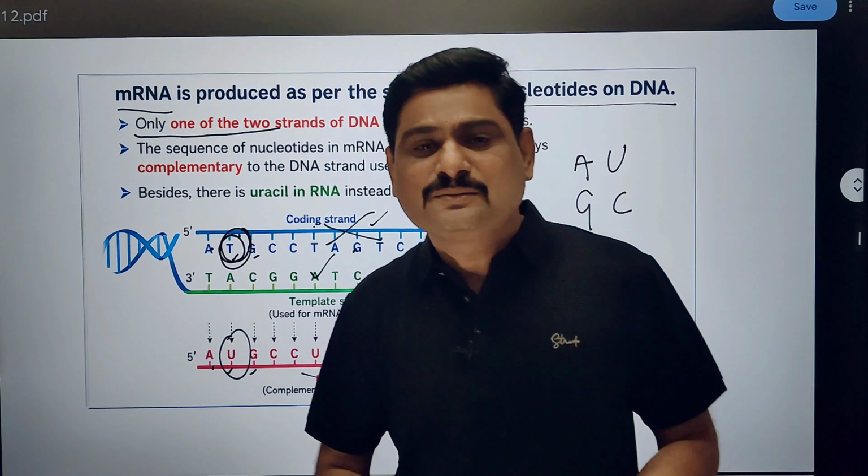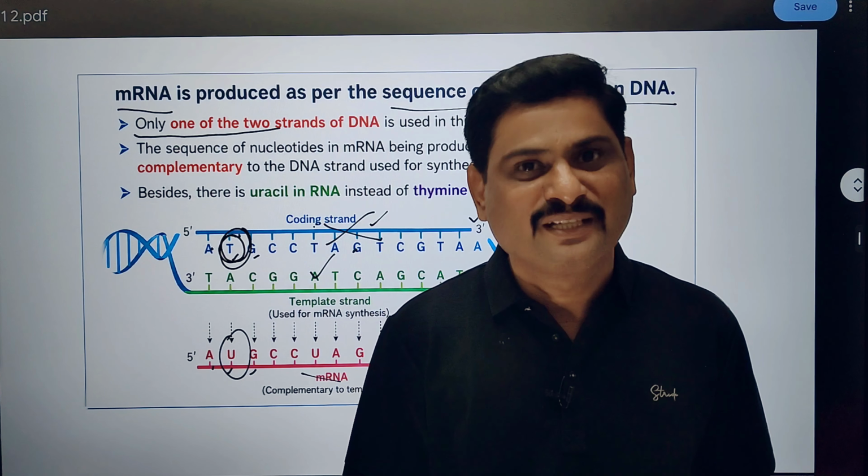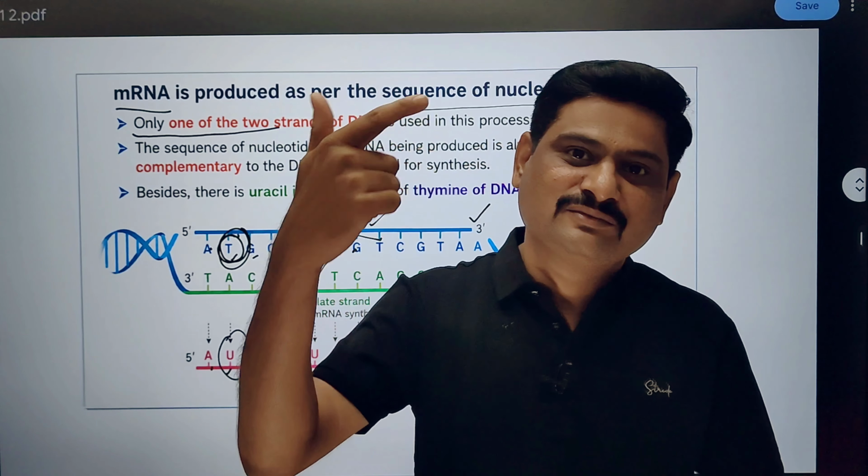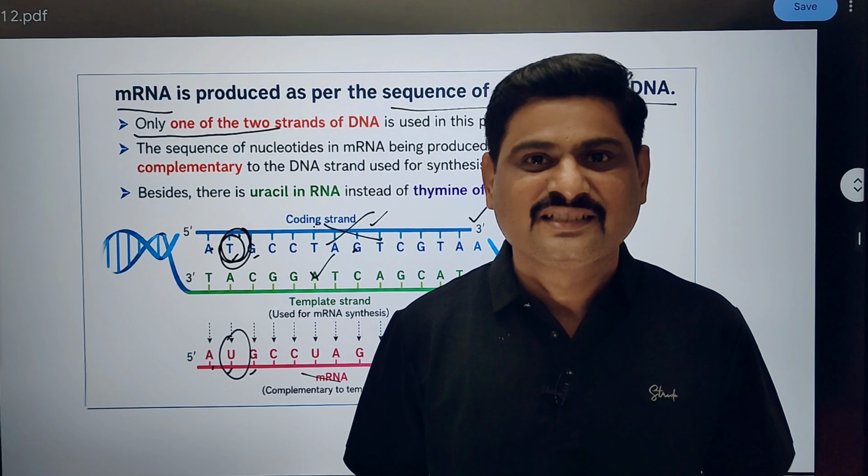So here the important concepts: One, mRNA is produced as per the nucleotide sequence of DNA is called transcription. Out of 2 strands of DNA, only 1 strand is used for making mRNA. The mRNA sequence is complementary to 1 DNA strand. And last, in RNA there is uracil instead of thymine. Is it clear? Till here any confusion?